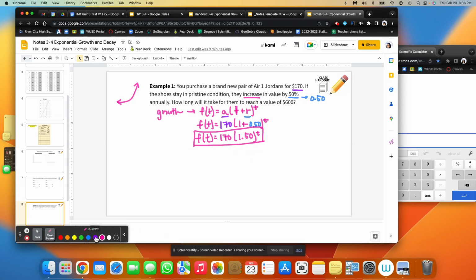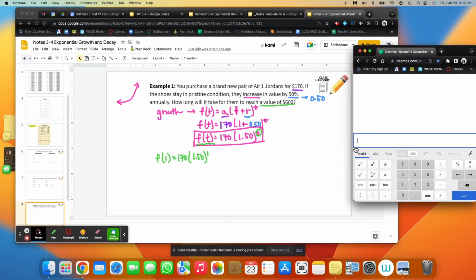Then we're going to use that equation to answer the question, how long will it take them to reach a value of $600? So we want to know, what does t have to be for this to be $600? So in order to figure that out, we're just going to plug in values for t. This is where we're going to use basically what we learned about plugging in numbers in the table. So I'm going to start by plugging in 1. So when we plug in 1, we get 170 times 1.50 to the first power.